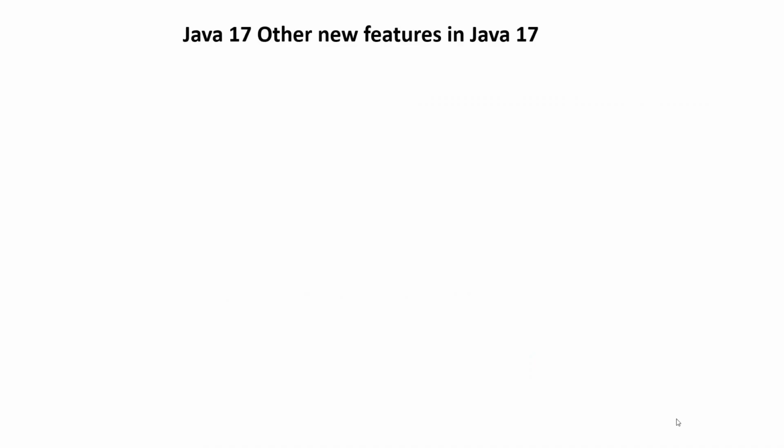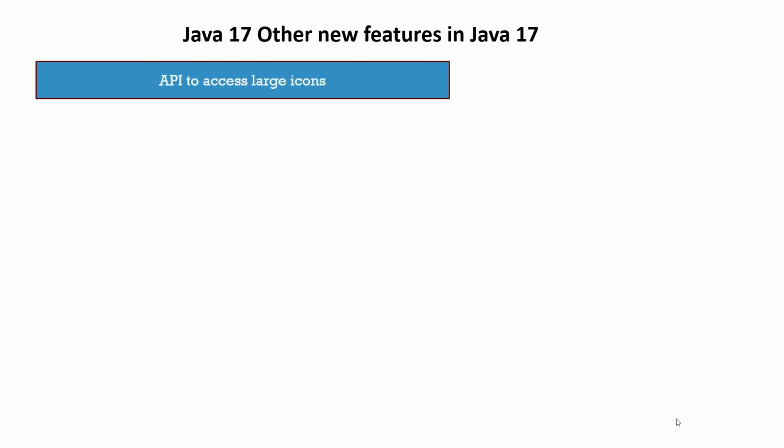In Java 17, we got a few other new features also. These features are some minor code changes in JDK 17, which we won't see that much but are useful if you correspond with any of these features. First is API to access large icons.